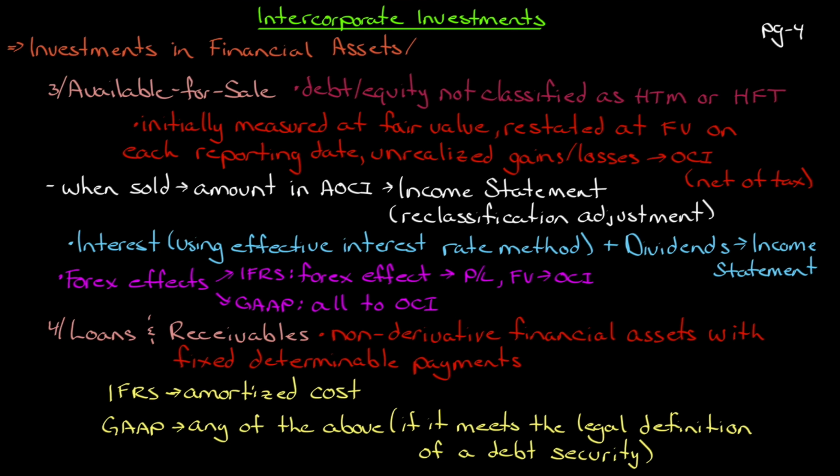The fourth category, loans and receivables. These are non-derivative financial assets with fixed determinable payments, so basically debt securities. IFRS typically carries them at amortized cost.